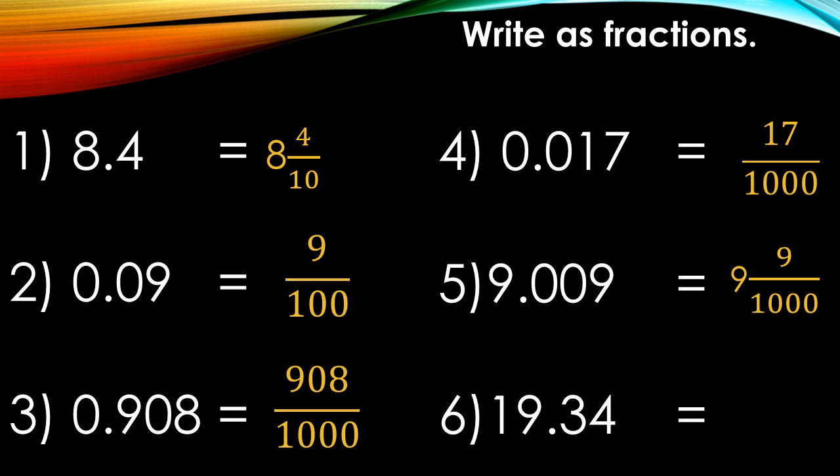Question number 6. 19.34. See, in this question, 19 is a whole number. So write 19 as it is, and the decimal part is 0.34. So the answer is 19 and 34 upon 100.